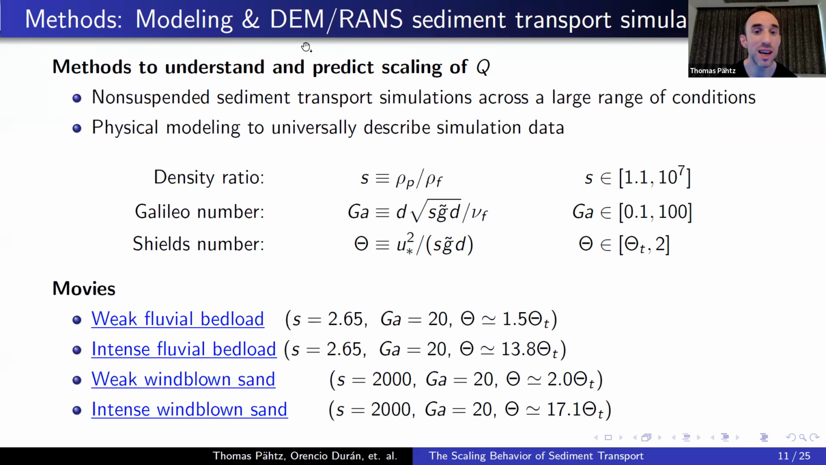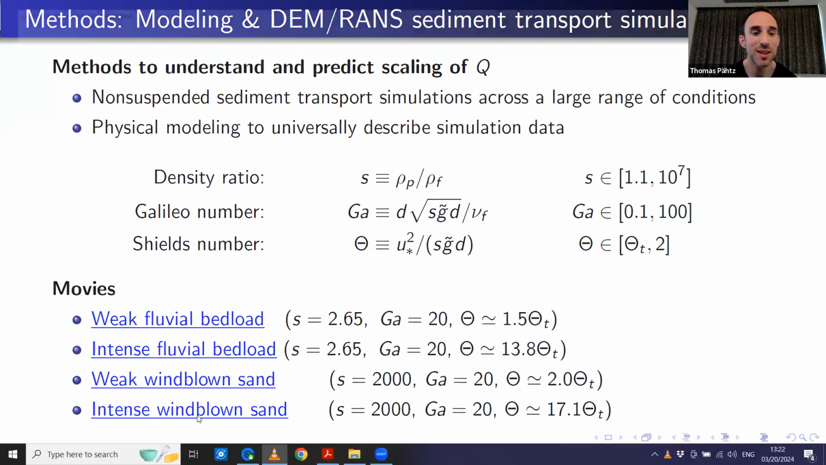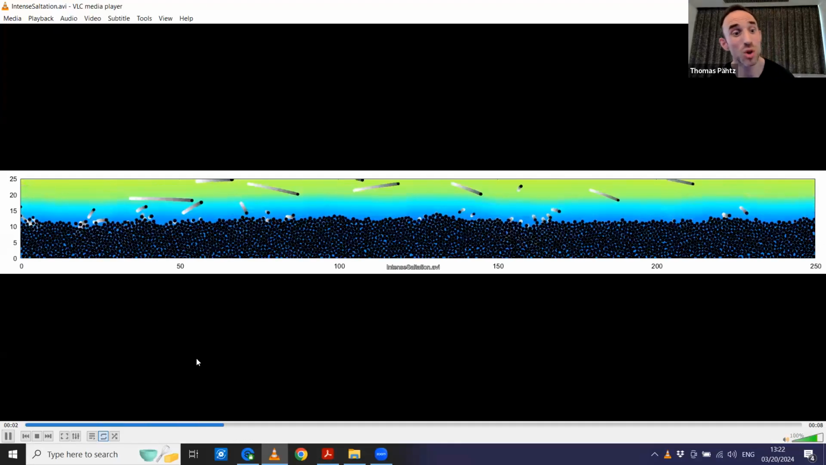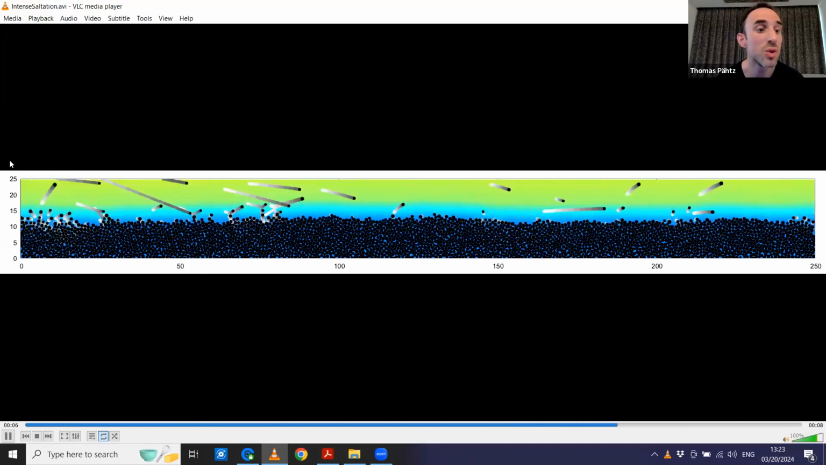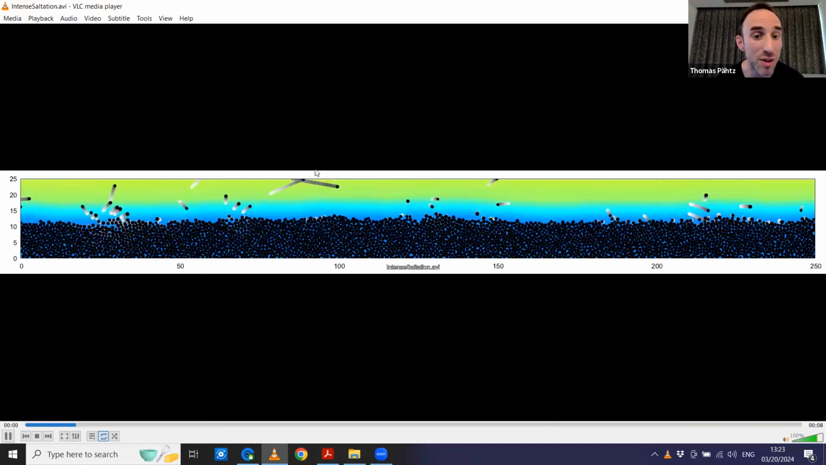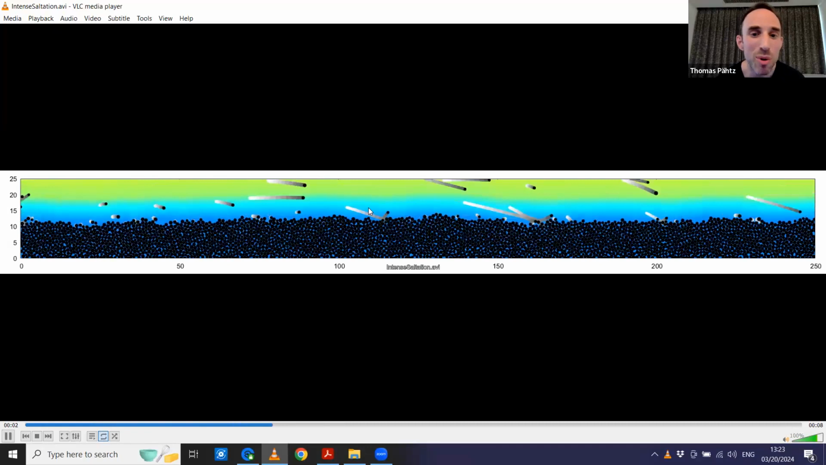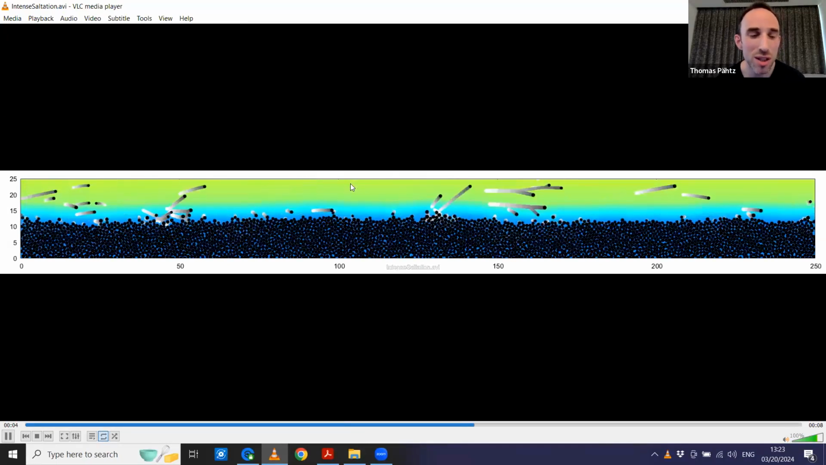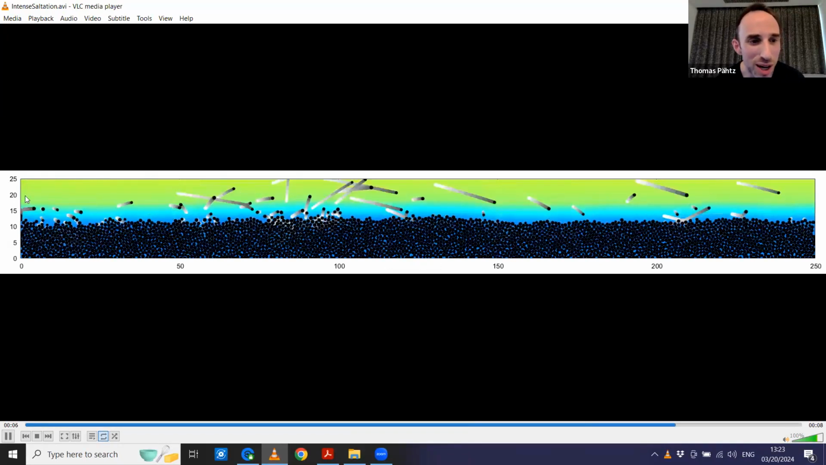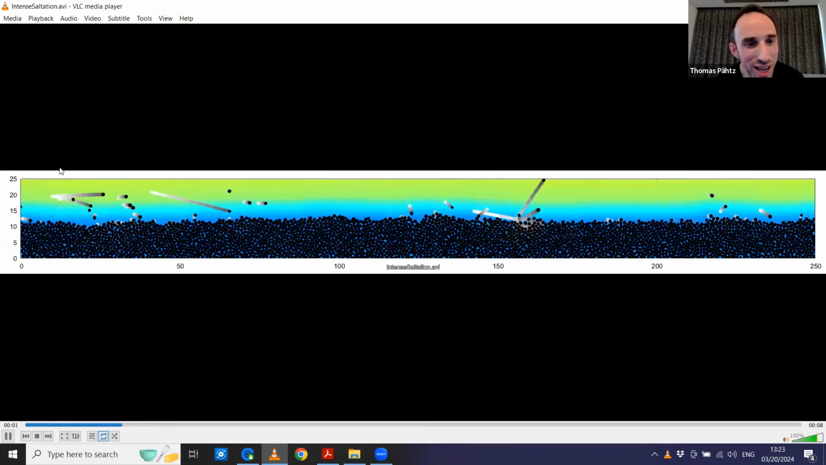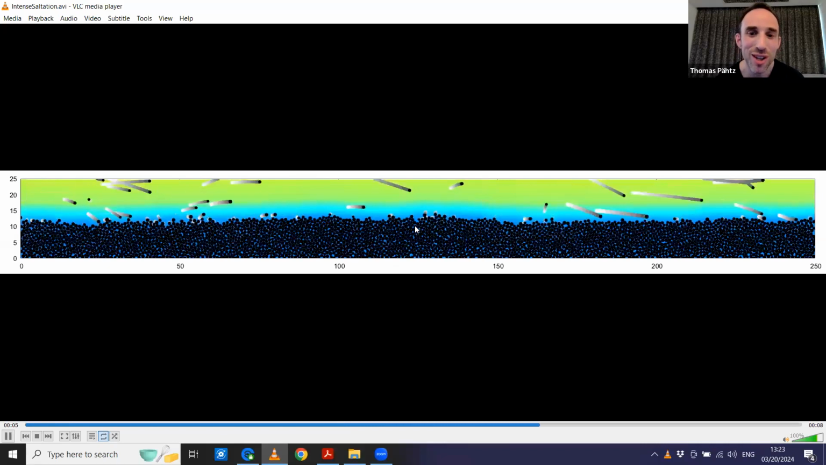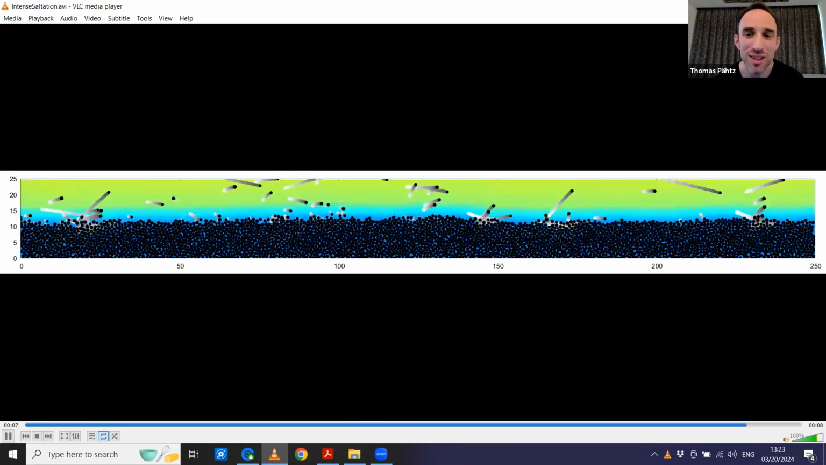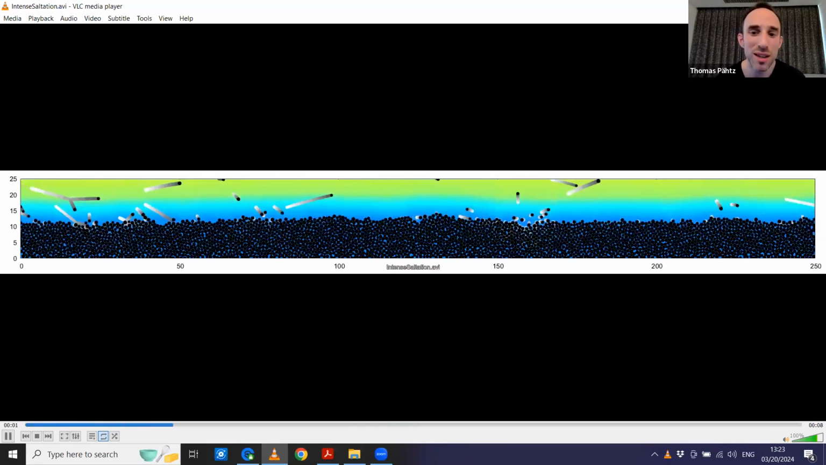So here that would be a DEM simulation of wind-blown sand. What you can see here is only a quarter of the simulation length. You have wind blowing from the left, and the color is the wind velocity. You see the particles, when they impact the bed, a lot of strange things happening, a lot of other particles may be ejected. That's very typical for wind-blown sand.